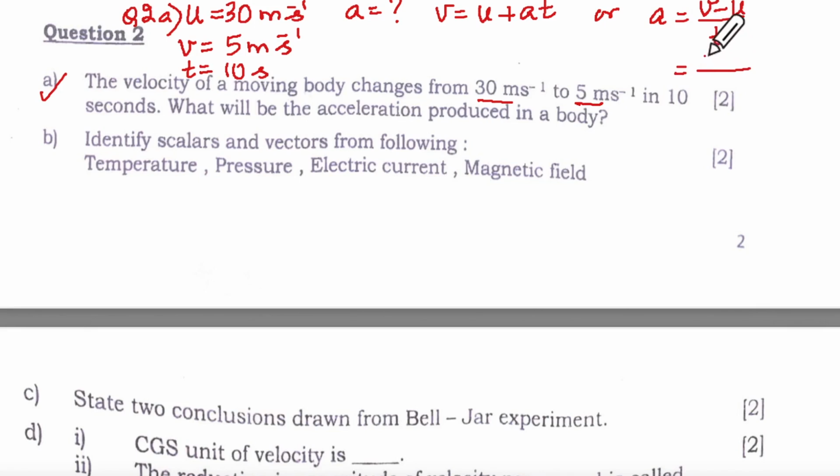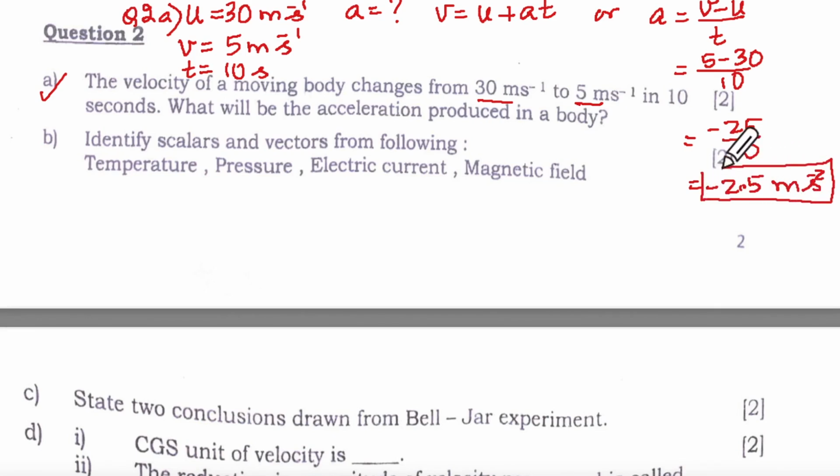So V is how much? 5 and minus 30 upon 10. So how much is this? Minus 25 upon 10. So that is minus 2.5 meter per second square, and this is the acceleration. If they had to say retardation, then you would have said retardation is positive 2.5 meter per second square.